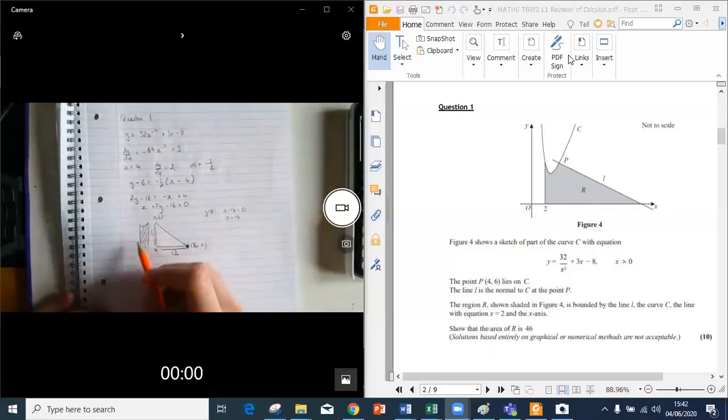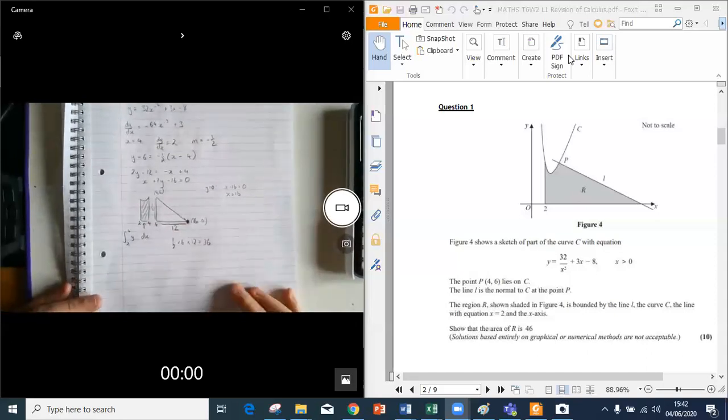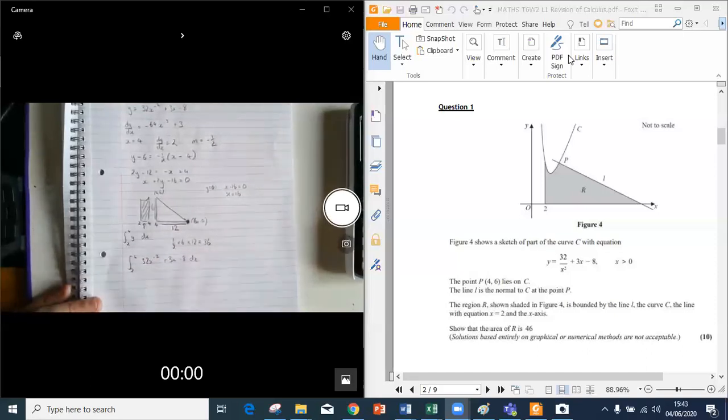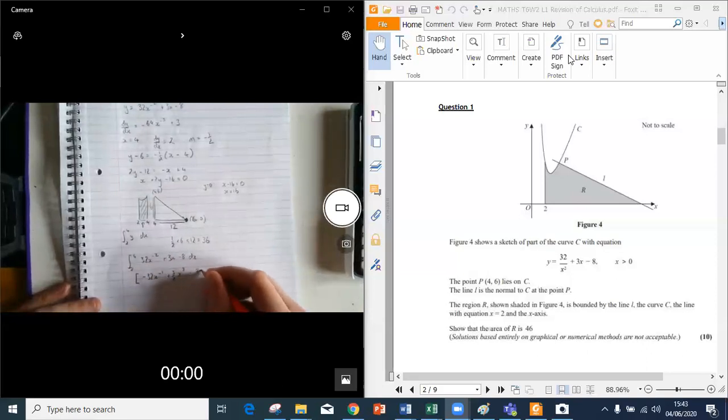Now to get the area of this little curved bit, well, that's the integral, that's the area underneath C. So to get this here, we're going to integrate y between, well, go look on the question, 2 to 4. So we're going to integrate y between 2 and 4 with respect to x. So we get the integral from 2 to 4 of 32x to the minus 2 plus 3x minus 8 dx. Now I'm just going to show the working out for this. So add 1 to the power, divide by it. So minus 32 over minus 1, add 1 to the power, divide by it. And add 1 to the power, divide by it. So that's what we get when we integrate between 2 and 4.